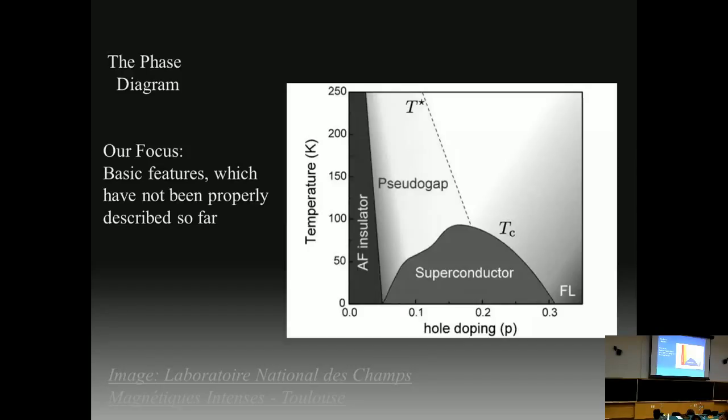So this is the general schematic phase diagram. The main issues are these, of course: the superconducting dome, the antiferromagnetic dome, and the pseudogap. We are going to focus on basic features of this phase diagram, which so far have not been properly described by the available theories, even though it's more than 30 years from the discovery.